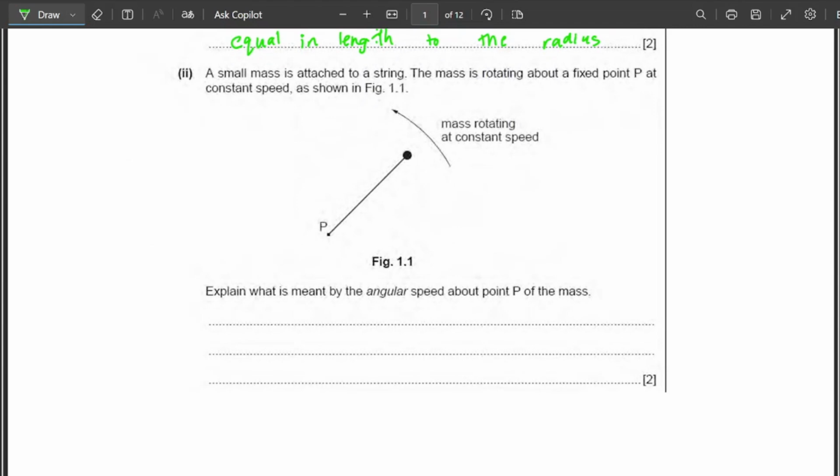A small mass is attached to a string. The mass is rotating about a fixed point P at constant speed as shown in figure 1. So this is figure 1. This right here is the point, and this mass is going to be rotating like so about this point P. So we clearly have a circular motion over here. And I think this string is basically going to provide the tension, and that tension is going to become the centripetal force, which keeps this mass rotating around P.